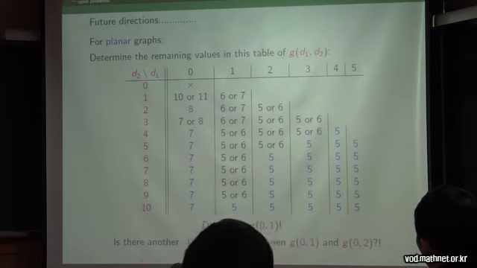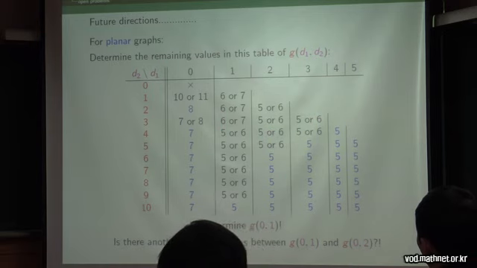Maybe this is all 5, and then maybe it jumps to 7. Right? So if this jump happens, this will be very surprising, right? I doubt that there's this jump.